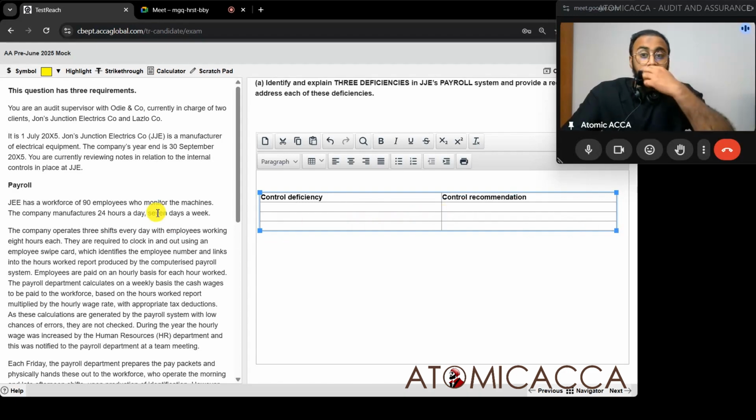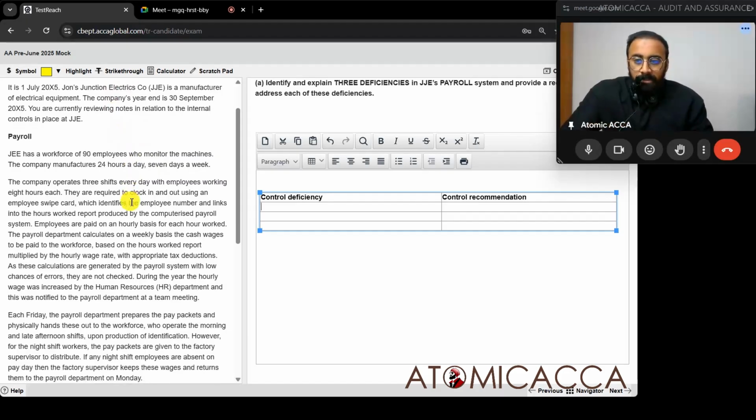You're an audit supervisor with OD and Company, currently in charge of two clients, John's Junction Electronics Company and Laszlo Company. Okay, so Laszlo Company was the next one. It is 1st July 20x5. John's Junction Electronics, JJE, is a manufacturer of electrical equipment. The company's year end is 30th September 20x5. You're currently reviewing notes in relation to internal control.